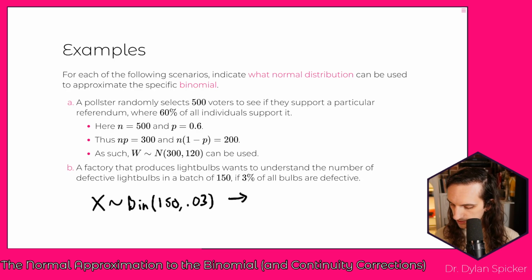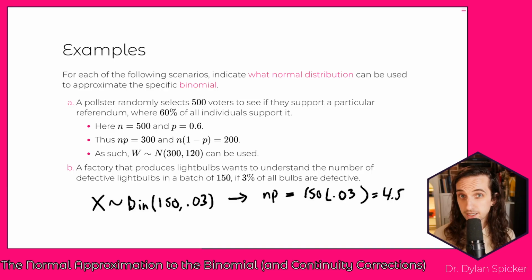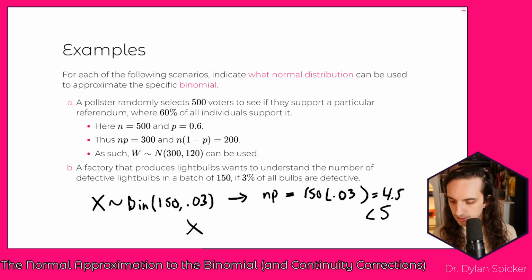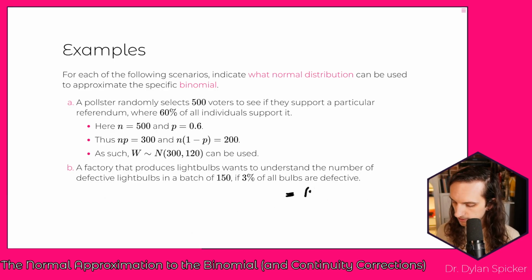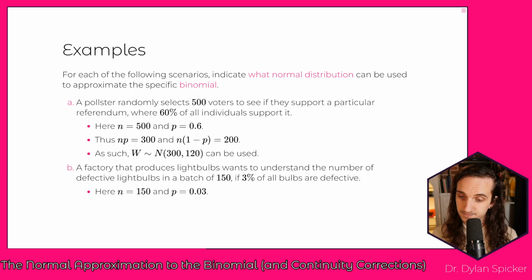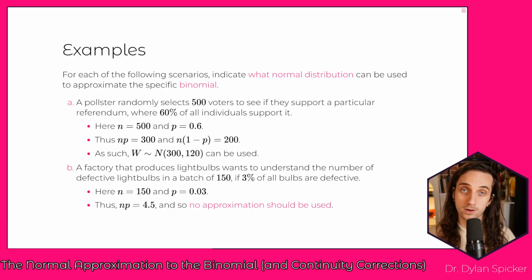And so then what we can check is n times p, which is 150 times 0.03, which actually gives us 4.5. Because this is only giving us 4.5, that's less than the value of 5, and so we can't use our normal approximation here. So we don't need to find a W because there's no normal that we should be using to approximate this. n is 150, p is 0.03, n times p is 4.5, and so no approximation should be used.